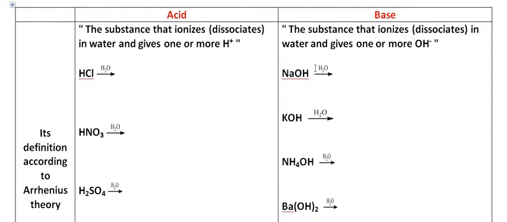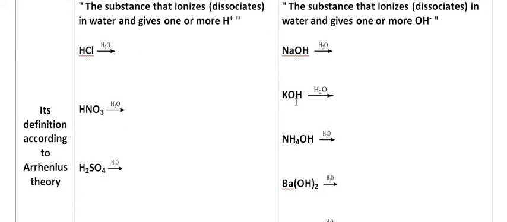According to Arrhenius theory, a base is a substance that ionizes or dissociates in water, giving one or more hydroxide ions, OH minus. For example, sodium hydroxide is a base. Why? Because it dissociates to give Na plus and OH minus, sodium ions and hydroxide ions. Potassium hydroxide, KOH, dissociates in water to give potassium ion K plus and OH minus. Ammonium hydroxide, NH4OH, dissociates in water to give ammonium ion NH4 plus and OH minus, hydroxide ions.